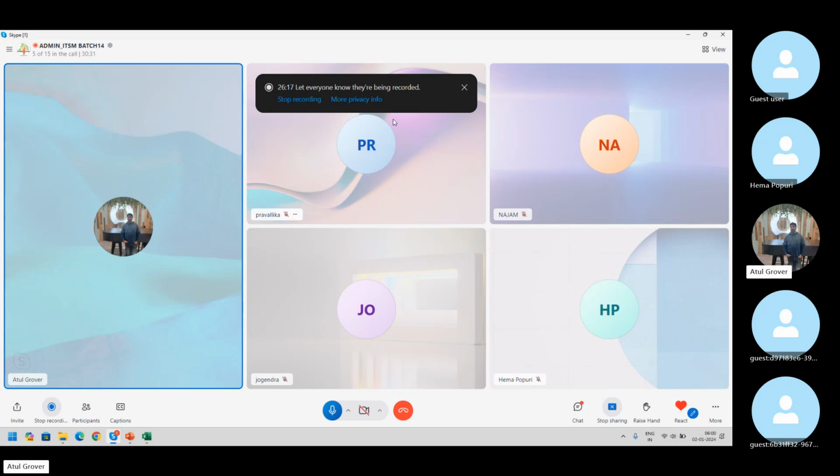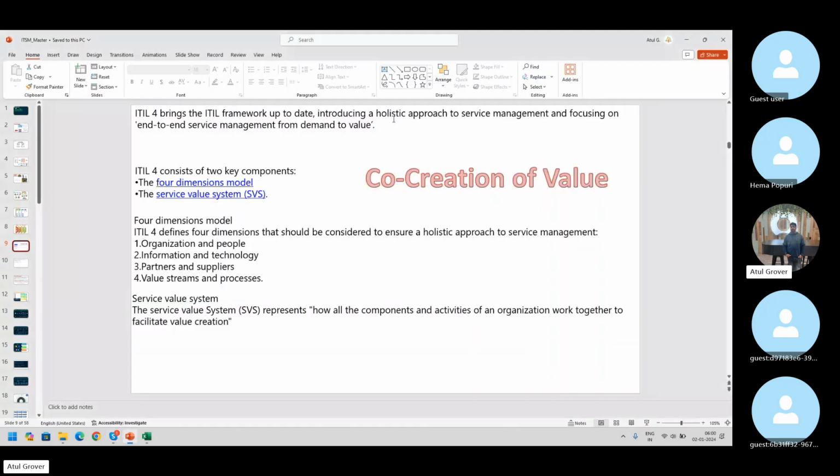You will not believe what content I have in that particular batch. The purpose is not to praise myself, it is to tell how these things come into the picture. Because I'm a consultant, an ITIL process guy, I understand the holistic approach, so that it provides me an end-to-end service management from demand to value. But to reach this value, I have to follow a few things which ITIL provides me.